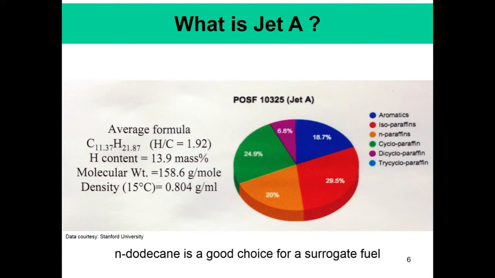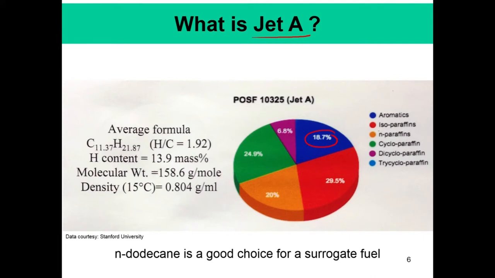So, what is Jet A? Here you can see the composition of Jet A. In contrast to what we just discussed of normal alkanes, cycloalkanes, etcetera, it is not a single fuel. It is essentially a combination of different kinds of alkanes, aromatics, etcetera. As you see here, Jet A contains about 19% aromatics, that is benzene, phenol, etcetera, mainly benzene type of species.